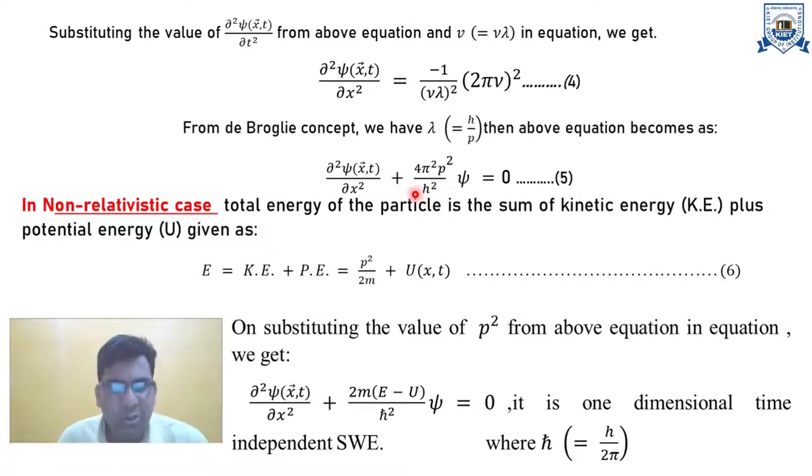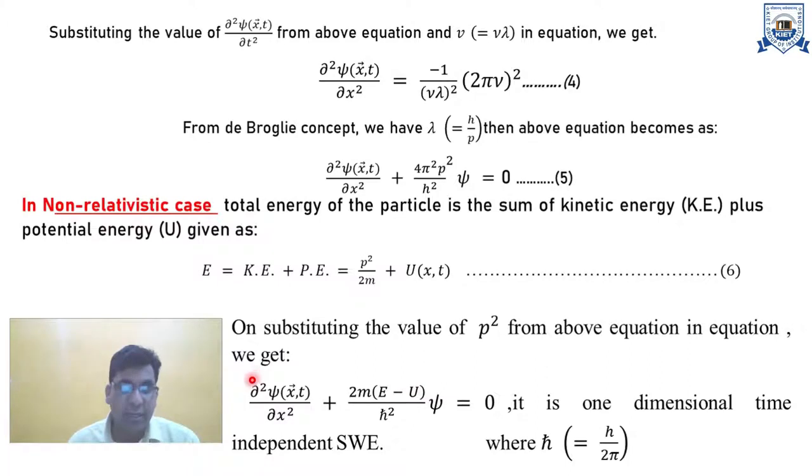This is the Schrodinger equation. These are basic differential equations that can be calculated on the basis of these parameters. In the non-relativistic case, the total energy of the particle is the sum of its kinetic energy and potential energy. We know that because we are taking a classical approach, supposing a particle is moving in terms of a wave function. Total energy is kinetic energy p square by 2m plus potential energy U of x, t. On substituting the value in equation number five, the equation becomes the Schrodinger equation.